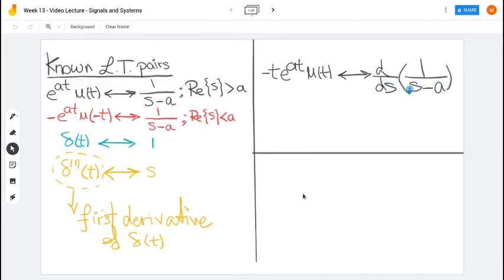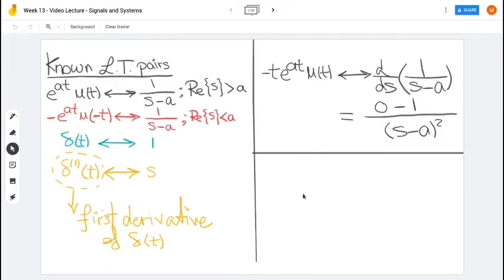the differentiation in s domain of 1 over s minus a. And doing the derivative of a rational function, we start by squaring the denominator, and then we take the derivative of the numerator, which is 0 in this case, multiplied by the denominator, minus the derivative of the denominator, which is 1 in this case, multiplied by the numerator. So we will get a term of the form minus 1 over s minus a squared.